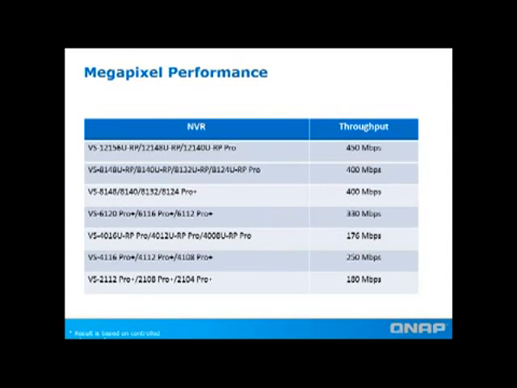So here is just a breakdown of the network throughput that you can expect for IP video recording. It basically correlates to the last chart. So the higher the channel number, the more HD IP video the CPU platform can handle.